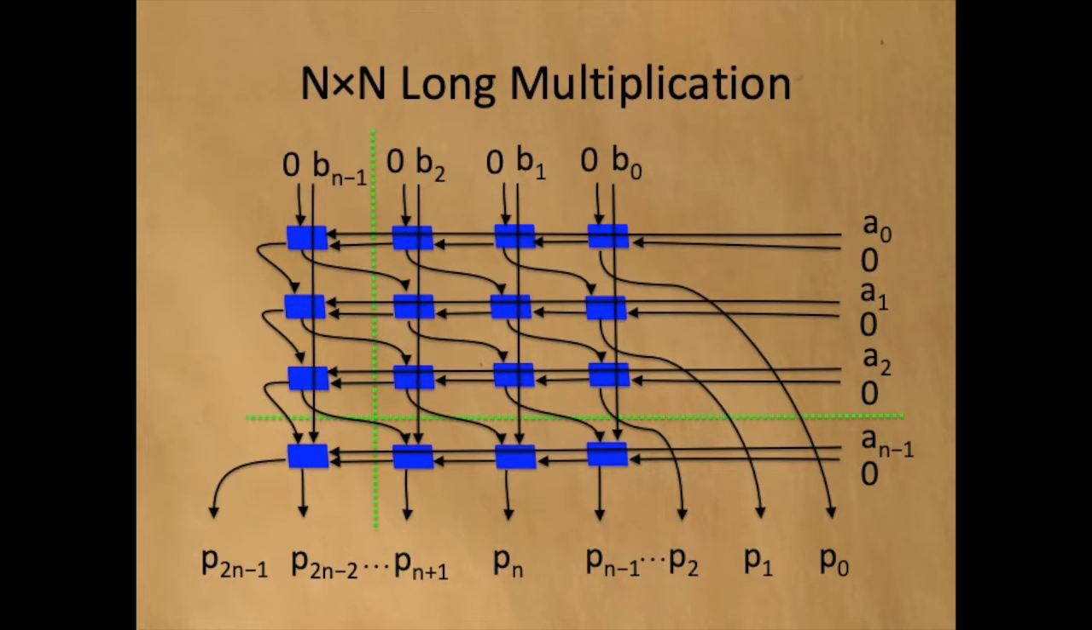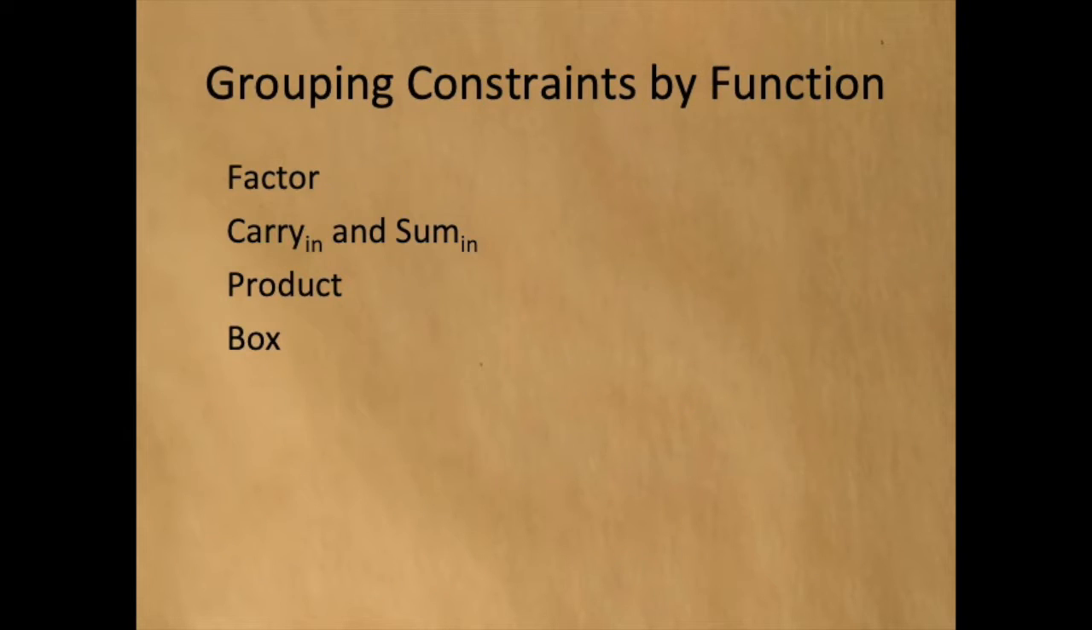Here we see the same multiplication matrix, just squared up so that the rows correspond to the bits of the A vector and the columns correspond to the bits of the B vector. The dotted lines show where additional boxes would be added to solve any size problem. The constraints fall into 4 groups. There are factor constraints, carry in and sum in constraints, product constraints, and box constraints.